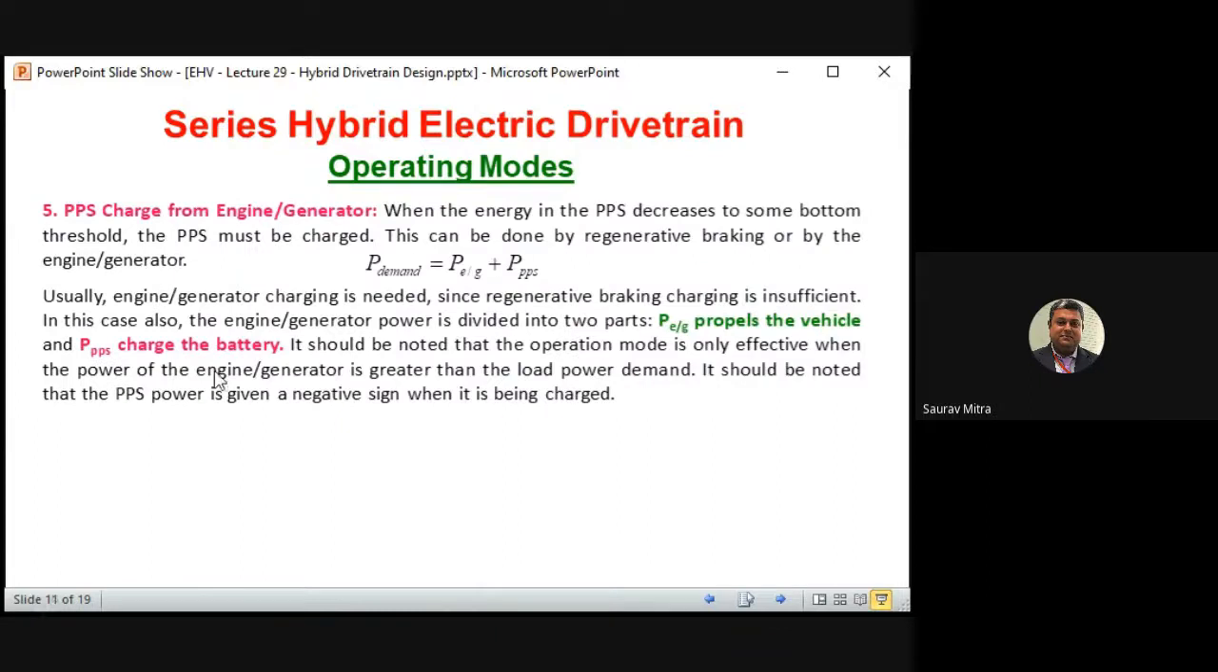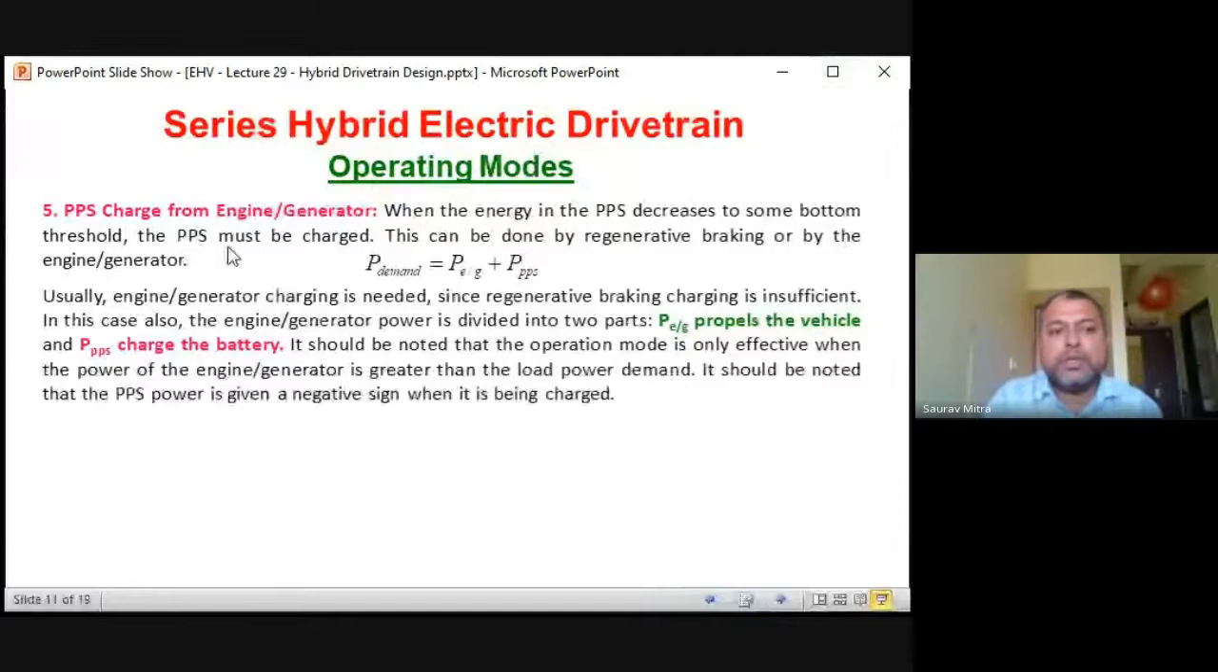The last one, PPS charge from engine generator. Okay, so this is the fifth case. In this case, whenever the engine generator set is running, it is doing two things. First, it is charging the PPS, that is charging the battery, and second, it is fulfilling the demand. When the energy in the PPS decreases to some bottom threshold, the PPS must be charged. This can be done by regenerative braking or by the engine generator. The engine generator is the primary source.